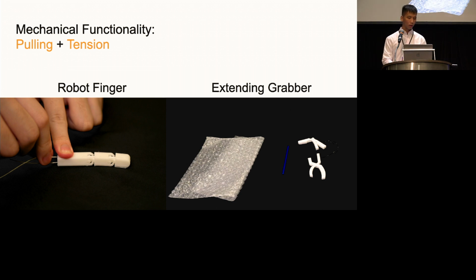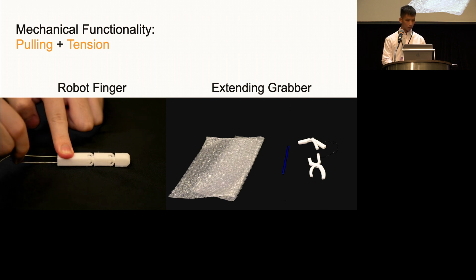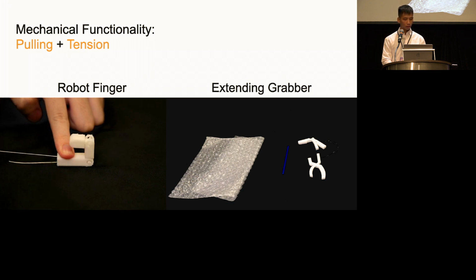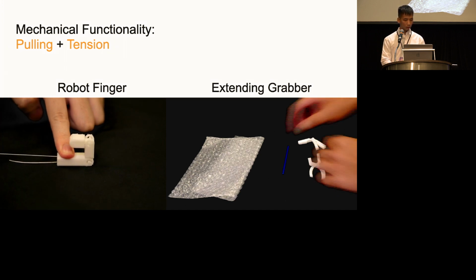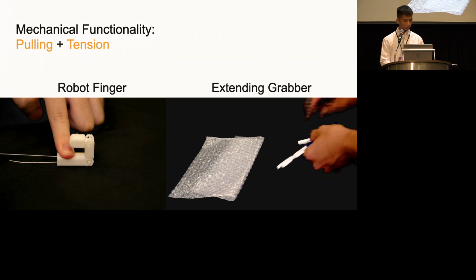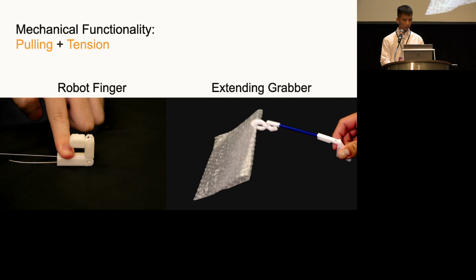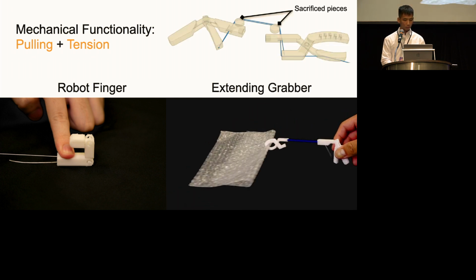And moreover, fibers can perform multiple functionalities on an object. Take the robot finger as an example. We can pull to drive the finger, and the tension of the elastic fiber makes the finger rebound. Another example is the extending grabber. We wind the fiber around sacrificial pieces to make an extra long fiber, so as to make the grabber larger than the printing bed through post-processing assembly.